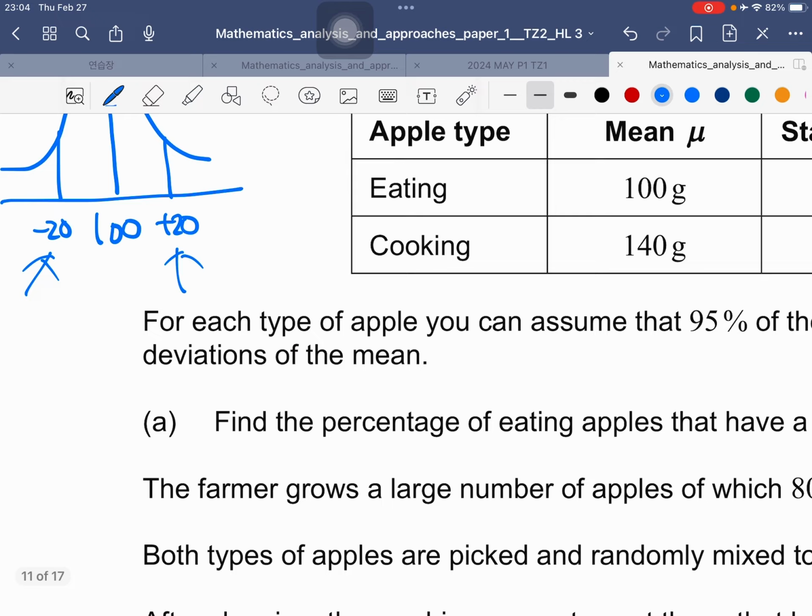Each type of apple can be measured, and 95% of the weight are within two standard deviations of the mean. Find the percentage of eating apple that have weight greater than 140 gram.